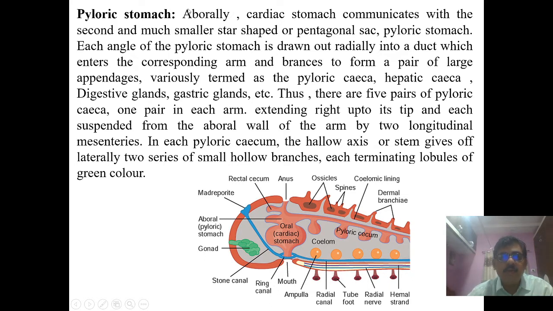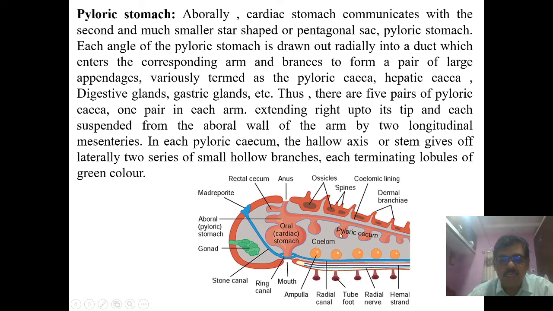Means what happens from this pyloric stomach: each angle of the pyloric stomach is drawn out radially, in this radial canal, and it brings out radially small structures or branches to form a pair of large appendages. These are called the pyloric ceca, or hepatic ceca, and they are also called gastric glands or digestive glands.